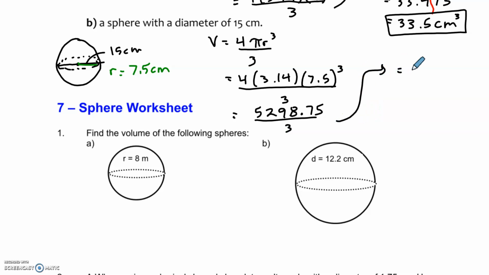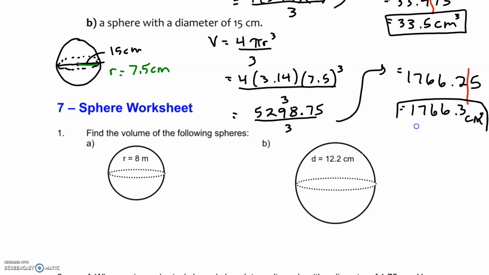So my final answer is 1,766.25. And again, I'm rounding to the nearest tenth. So I'm rounding one number after the decimal, and the 5 says to go up. So my final answer is 1,766.3 centimeters cubed. Okay, and my cube looks a little bit squiggly, so I'm just going to fix it.